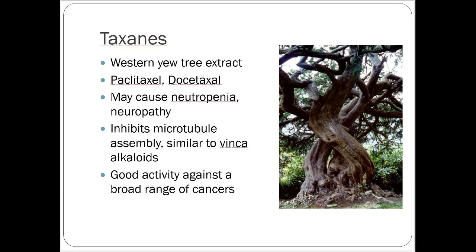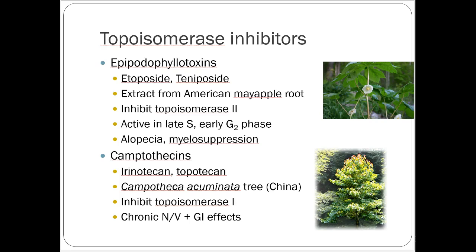Taxanes, you have the Western yew tree, which is the derivative of this product, and they end in taxol, so paclitaxel and docetaxel. They inhibit microtubule assembly similar to our vinca alkaloids. I think the slide set I had says something else, but vinca alkaloid is the correct one. I updated it for this recording. Good activity against a pretty broad range of cancers. Again, fairly commonly used medications here, and they're working in the M phase, so a different mechanism than some of the other drugs we've talked about.